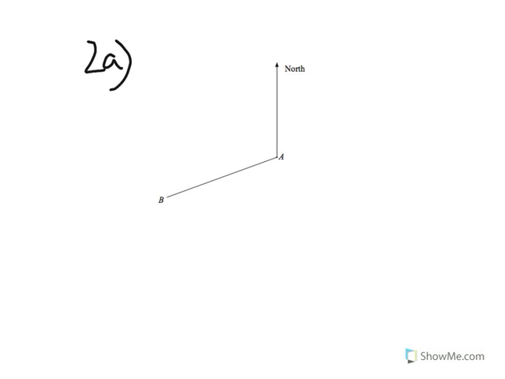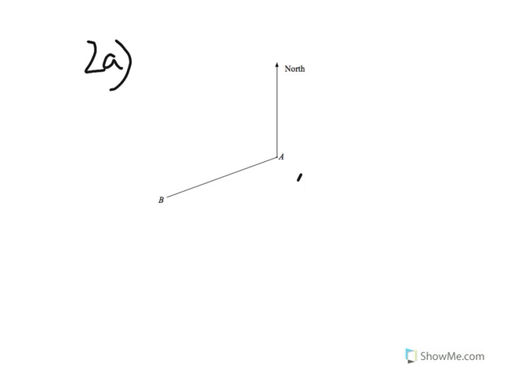So for question 2, you're given a diagram of two towns, A and B. And for question 2a, they're asking you to measure the bearing of B from A. So a bearing is just like an angle. It just helps people tell which direction they want to go in. And it's basically an angle measured in degrees.